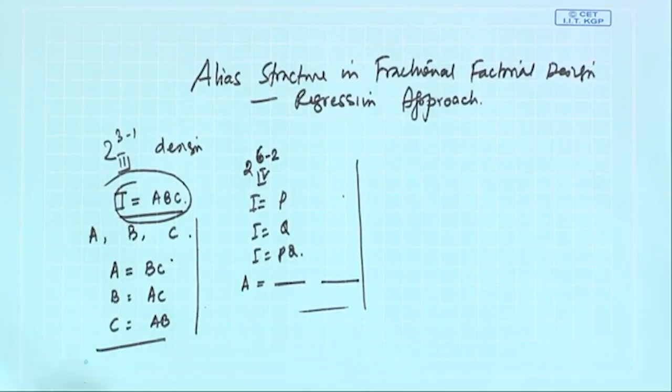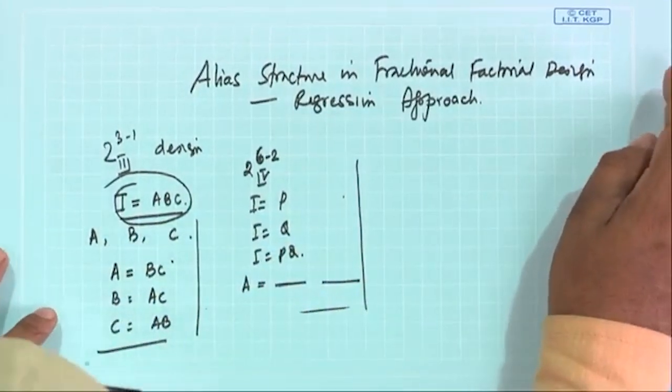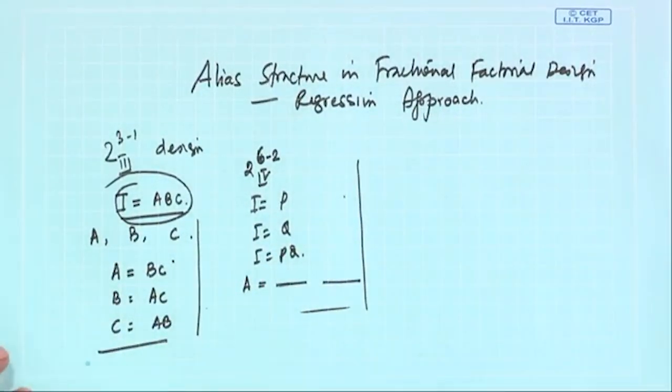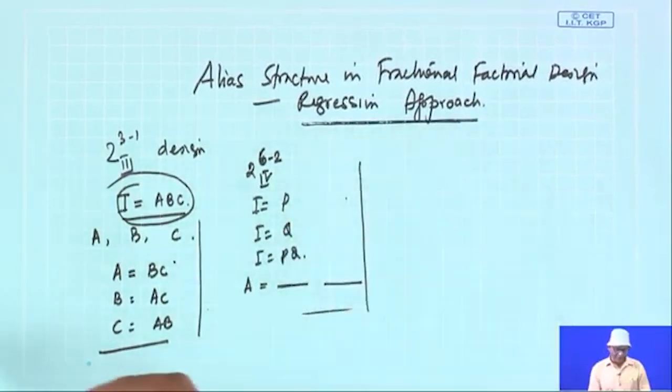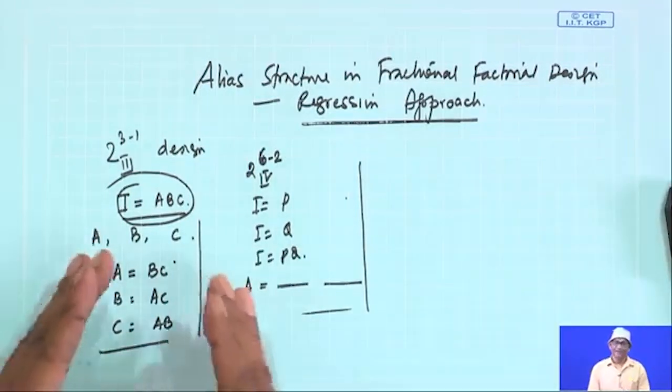So, it may so happen that there will be certain situations when you may not get the defining relations, and another one is that under certain simple conditions these defining relations work well. There may be a complex situation, when the defining relationship will become complicated and you may not be able to get the desired one. So, alternatively, you can use a regression approach to find out the alias structure. In this half an hour lecture, I will show you how the regression approach will be used to find out the alias structure, with two small examples.